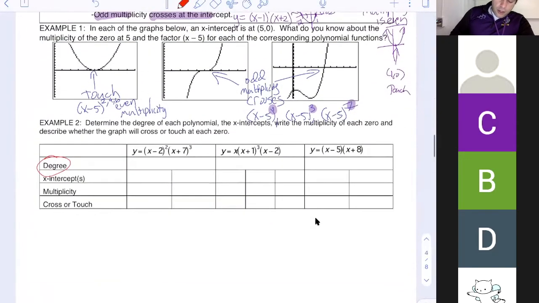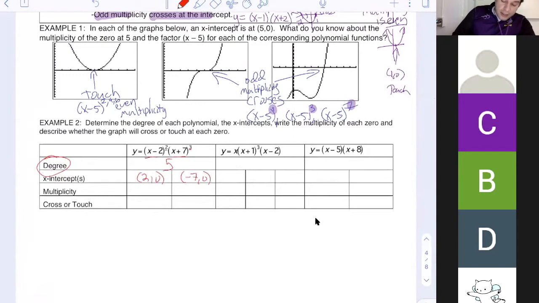So looking at our problem here, there's an exponent of 2 and an exponent of 3, so my degree is 5. Now my x-intercepts, remember it's always the opposite of these numbers here. So I have 2 x-intercepts, one at (2, 0), the other at (-7, 0).